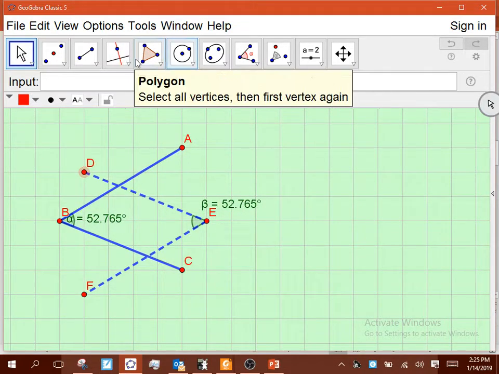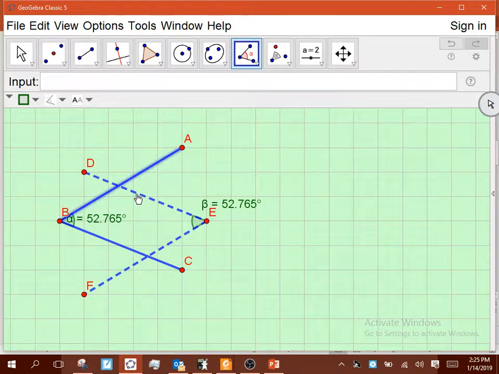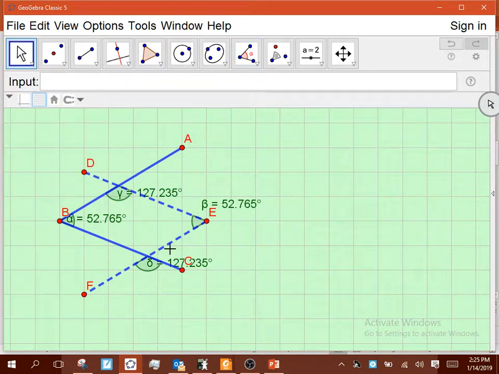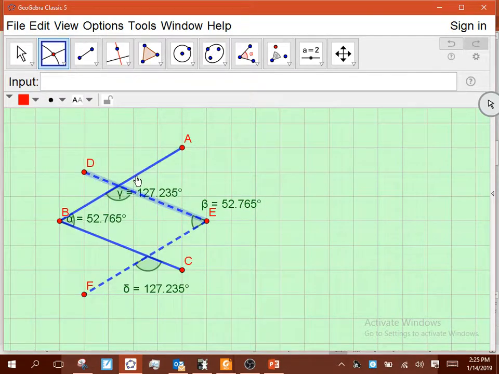Okay. Let's see what this angle up here is. That angle, 127.235, and this one here, 127.235. You guys okay with that? So both pairs of opposite angles are congruent.